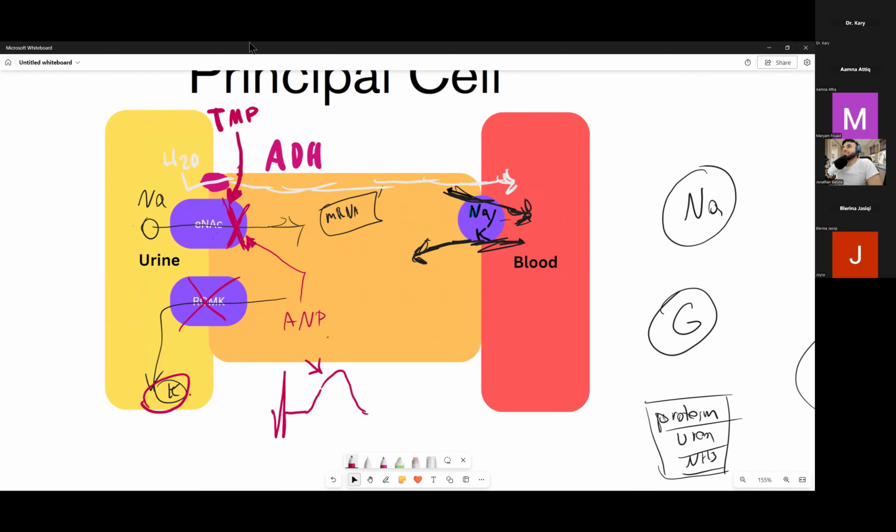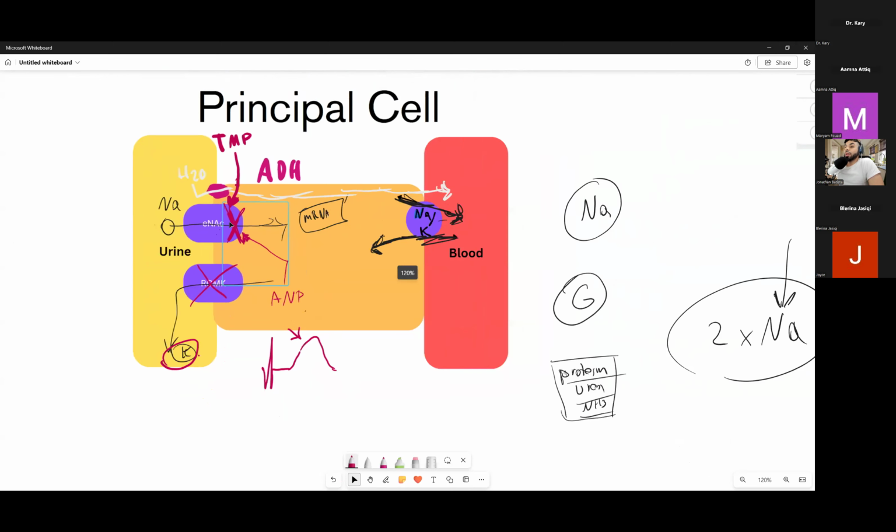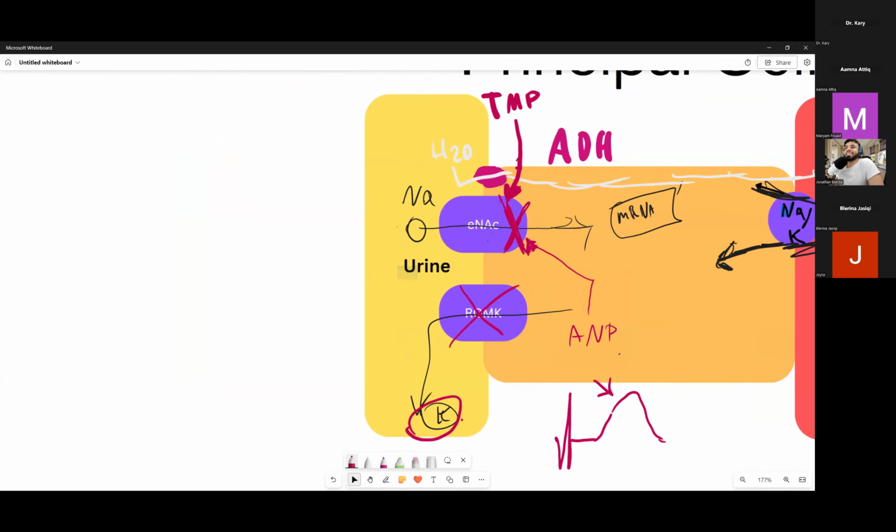Right? Good. We understand that. But what else? There was something else I wanted to include as well. Remember that with ADH, when you have this reabsorption, you can also reabsorb urea. Remember that. But it was something else. Oh yeah, there is something else.